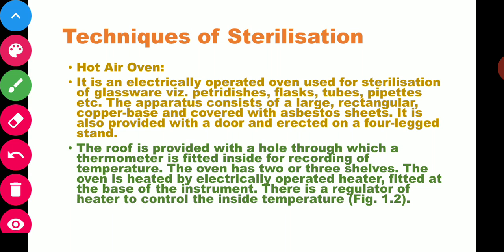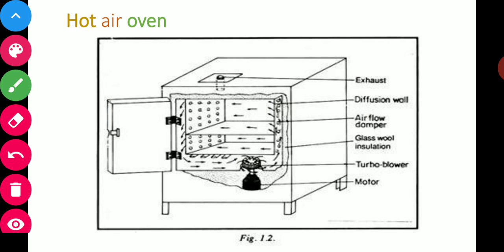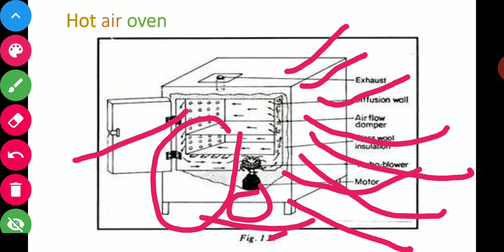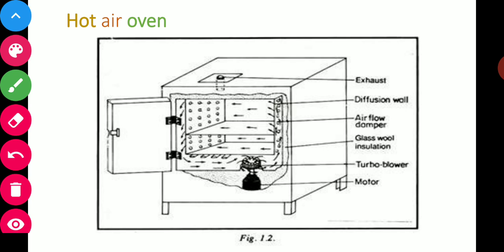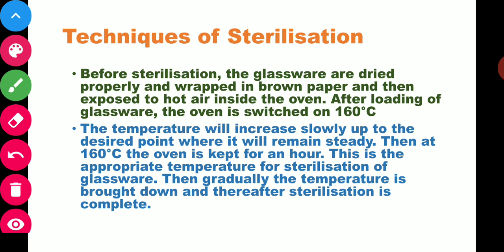There is a regulator of heater to control the inside temperature. In the figure we can see the different parts of the oven. There is an exhaust on the upper side of the oven. Here it is seen, and the diffusion wall is there, airflow damper, glass wool insulation is towards the body, and the turbo blower and motor is fitted at the base of the oven.